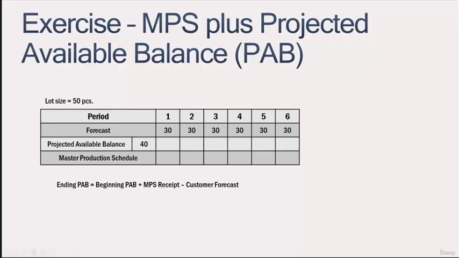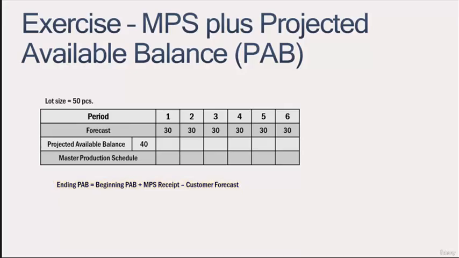Let's apply what we've learned so far and create an MPS. Here we have a forecast of customer requirements of 30 units each period for 6 periods. On the second line, I'm introducing a planning tool called Projected Available Balance, PAB for short. I'm also going to introduce a formula. Ending PAB equals beginning PAB plus MPS receipt minus customer forecast.